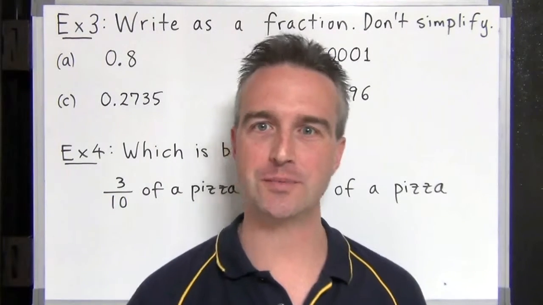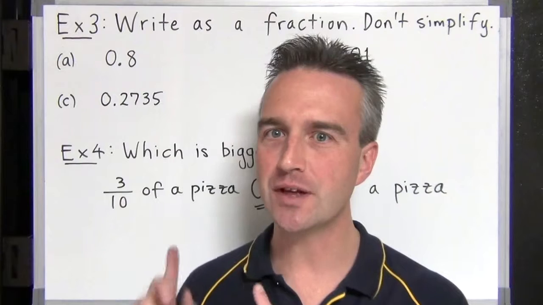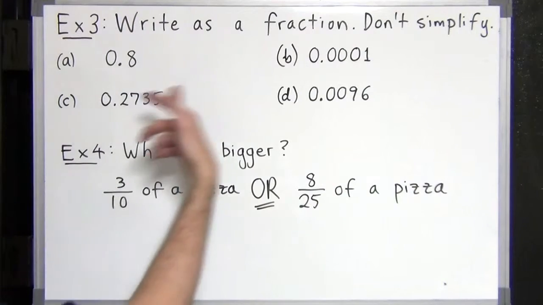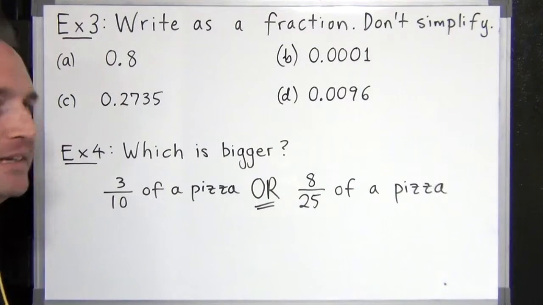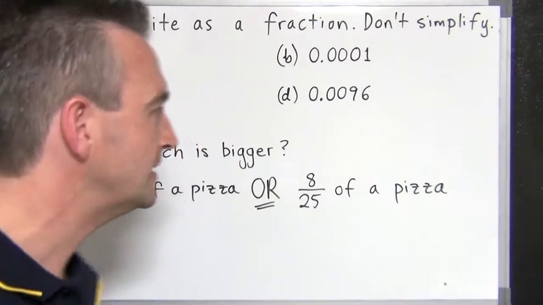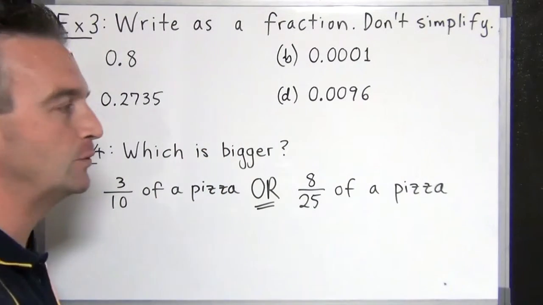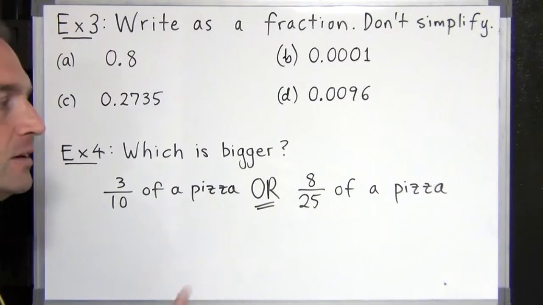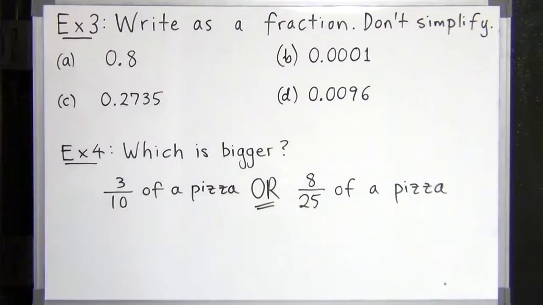That's enough of me talking. It's time for you to do some thinking now. Please try examples 3 and 4. Example 3, keeping in mind that the meaning of a decimal is a fraction, write the following in fraction form, A, B, C, and D. And in example 4, remember why we use decimals? It makes fractions easier to compare when written in decimal form. Tell me, which is bigger, 3/10 of a pizza or 8/25 of a pizza?